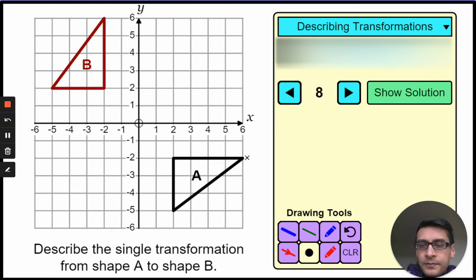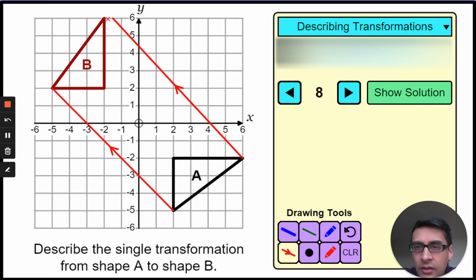Okay, question 8. Describe the single transformation from A to B. This also does look like it's been potentially rotated or reflected. So let's see. This looks like we have a reflection. So let's look at the ray lines or the mirror lines. We're going from A to B.